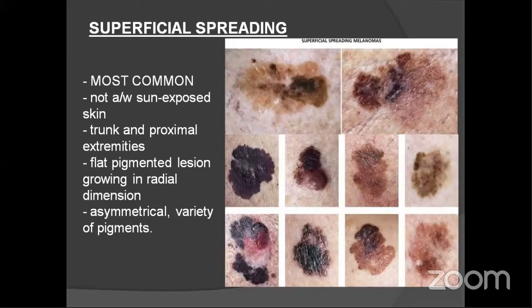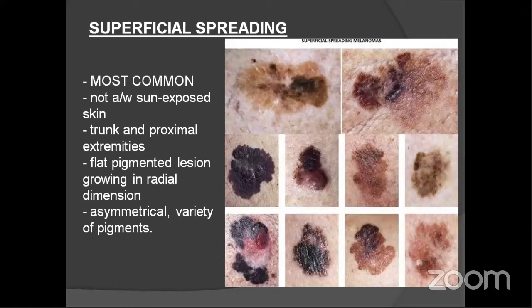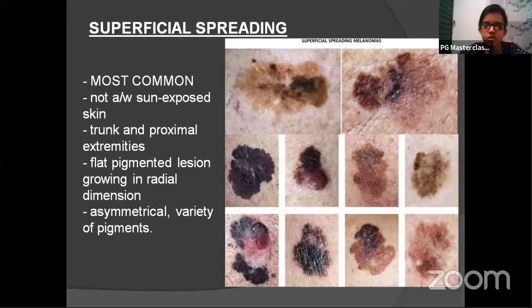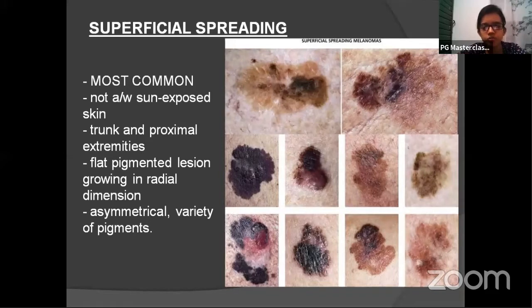In the superficial spreading type, the proliferation is mainly in the superficial layers, while in other types, the proliferation is into the deeper layers. This is the most common type of melanoma and is not associated with sun exposure. The lesion is present on the trunk and proximal extremities also. It is flat and grows in a radial dimension in the superficial plane only. It is asymmetrical and a variety of pigments can be present.